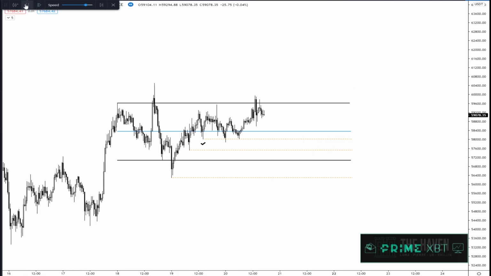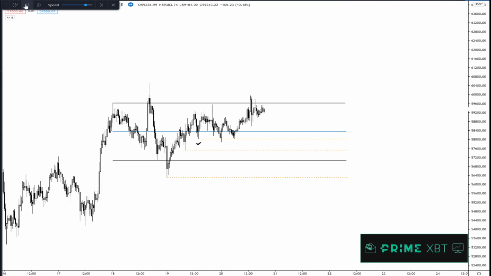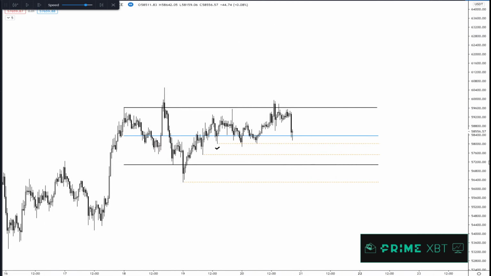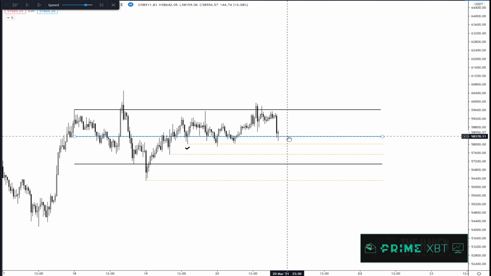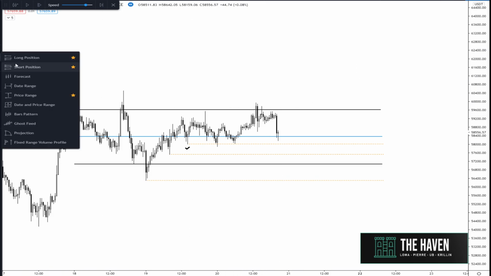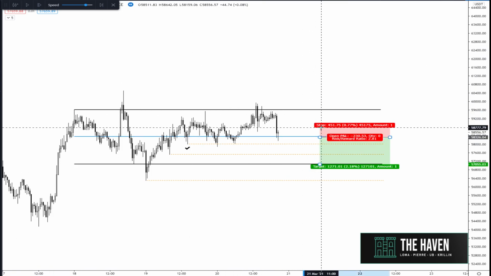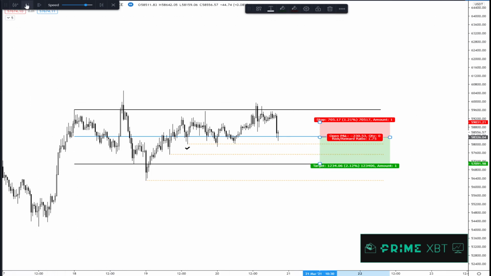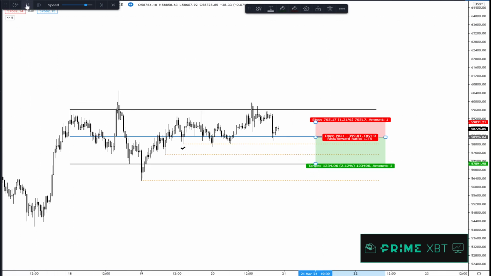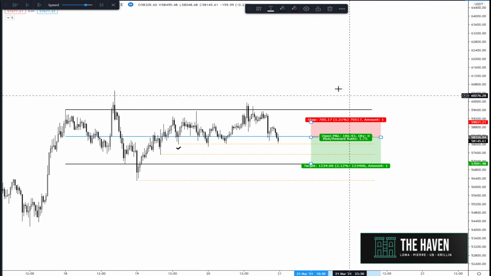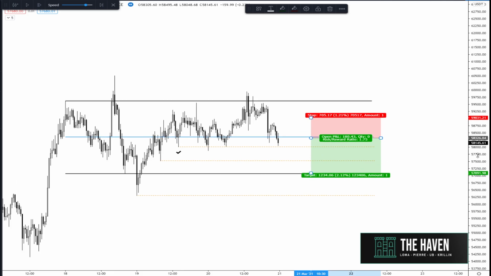Let's see what would have happened. And we get a perfect tap of the equilibrium. Look how the equilibrium is holding as support, right? For now, obviously. But again, if you didn't catch a short from up here, base your trade around this equilibrium. So you can have a stop like here, and when that equilibrium flips into resistance, you enter into a short. So this probably would be my trigger here.